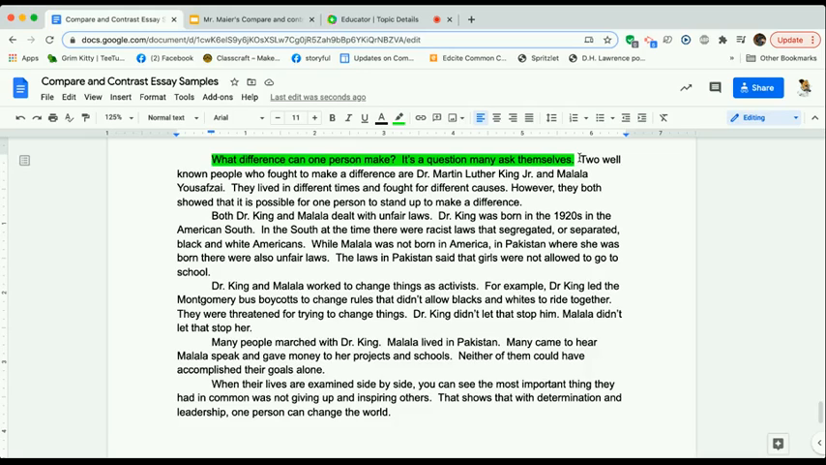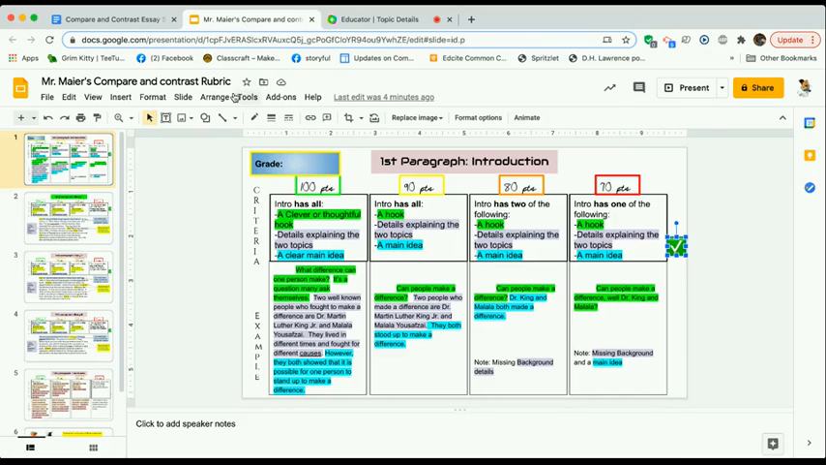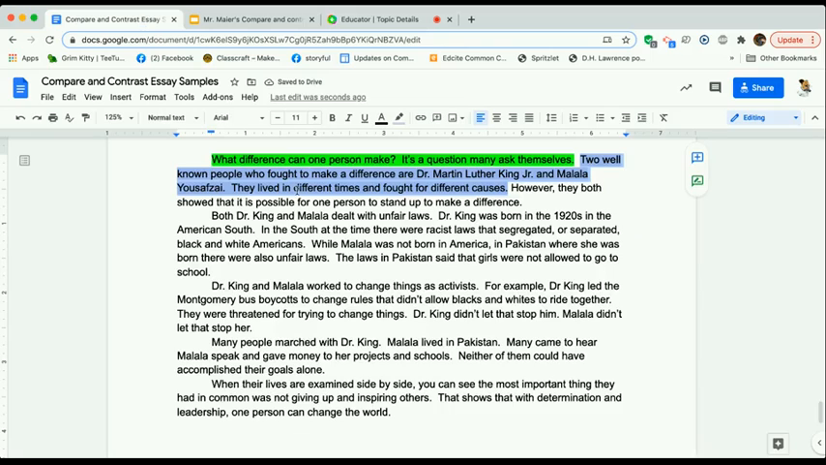All right, the next sentence is, two well-known people who fought to make a difference are Dr. King, Martin Luther King Jr., and Malala Yousafzai. They are explained in those sentences, who they are. Then it says they lived in different times and fought for different causes. So right there I have my background information about my 2 people. I explained who they were, at least a little bit. I'm going to go ahead and highlight that in my light purple, like on my rubric. So it looks like I'm well on my way to having my 100.